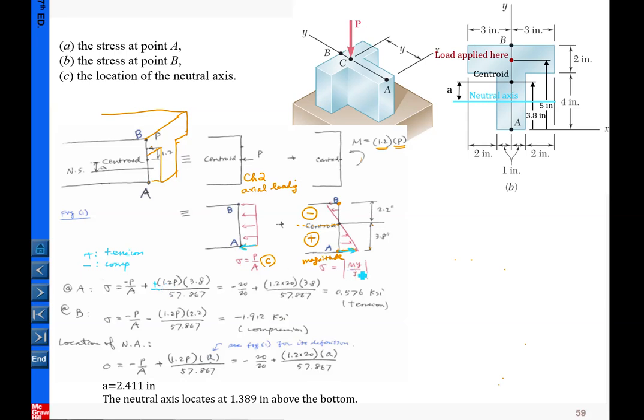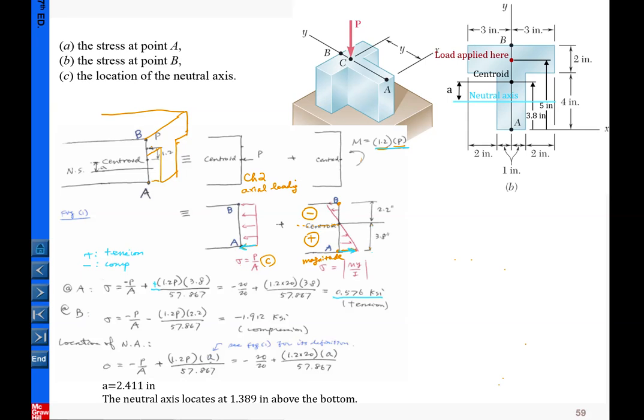The magnitude of M equals 1.2P here, okay? And for the magnitude, y equals the distance from here to A, and I is what we calculated from the previous page. So that is the result here. The algebraic sum gives us a positive number. So basically that indicates that A here is in tension, a little, okay, not much.